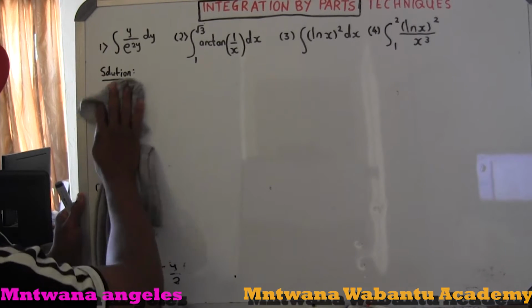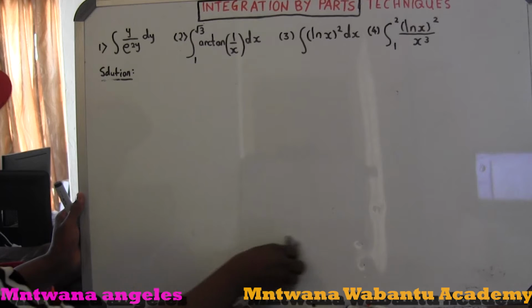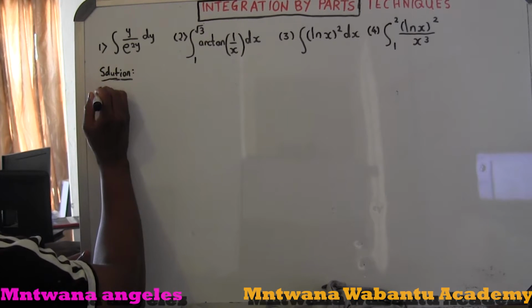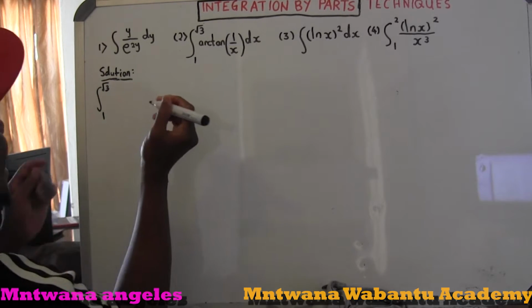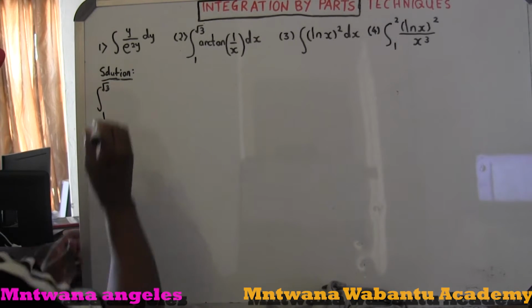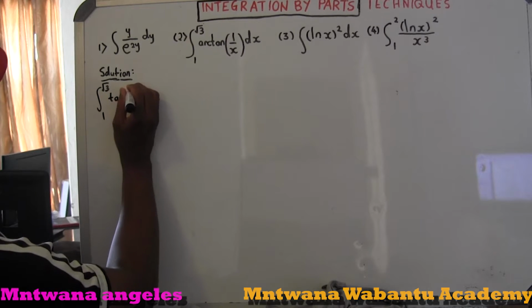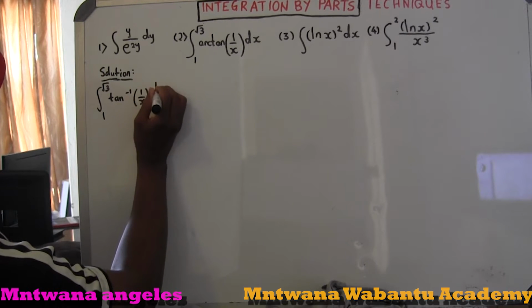Second part solution, very easy. For the second part, they give me an integral. We have a limit of square root of 3, and then arctan. When you say arctan and tan inverse, it's the same thing. Since I want to save space, I'll say tan inverse of 1 over x dx.